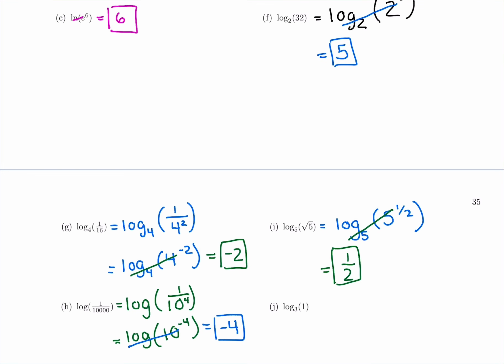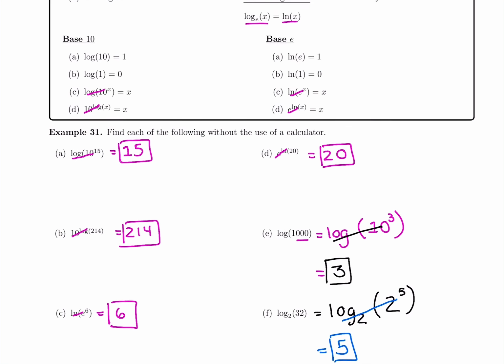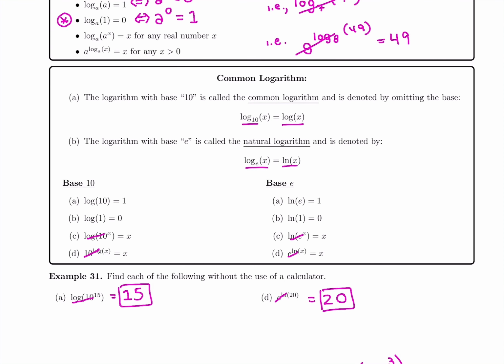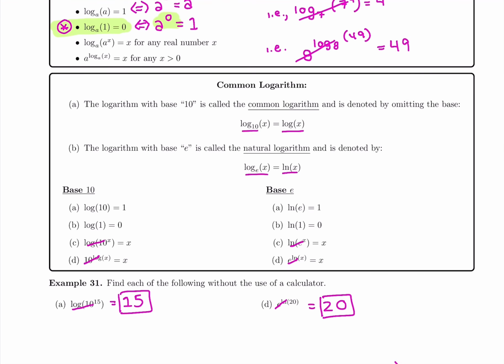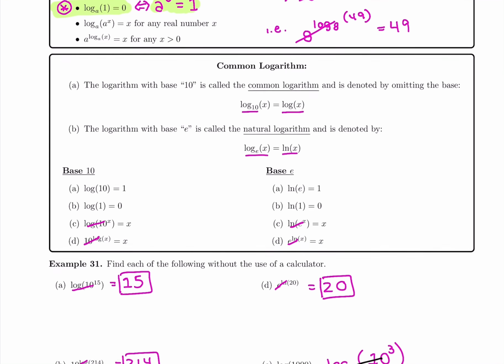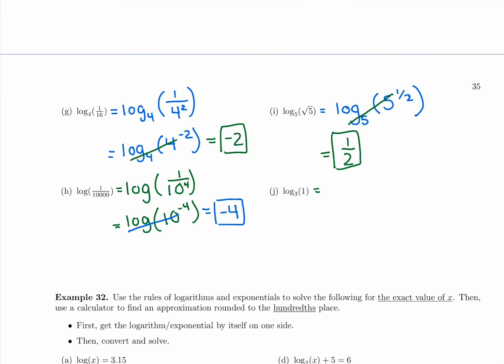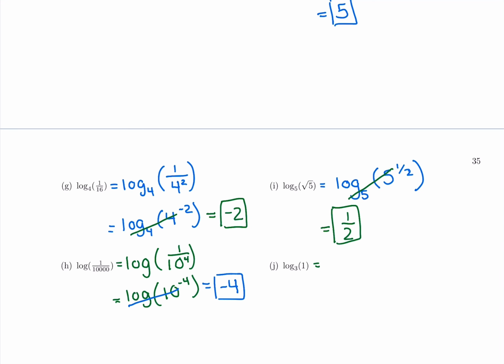This last one here is one of the properties we said above. We said log of any base of 1 always equals what? Let's look back at these properties. Log of any base, when it has a 1 in there, is just going to give us 0. So from exponents, we remember anything to the 0 power equals 1. For log of any base of 1 always equals 0. So this log base 3 of 1 is just going to be 0.